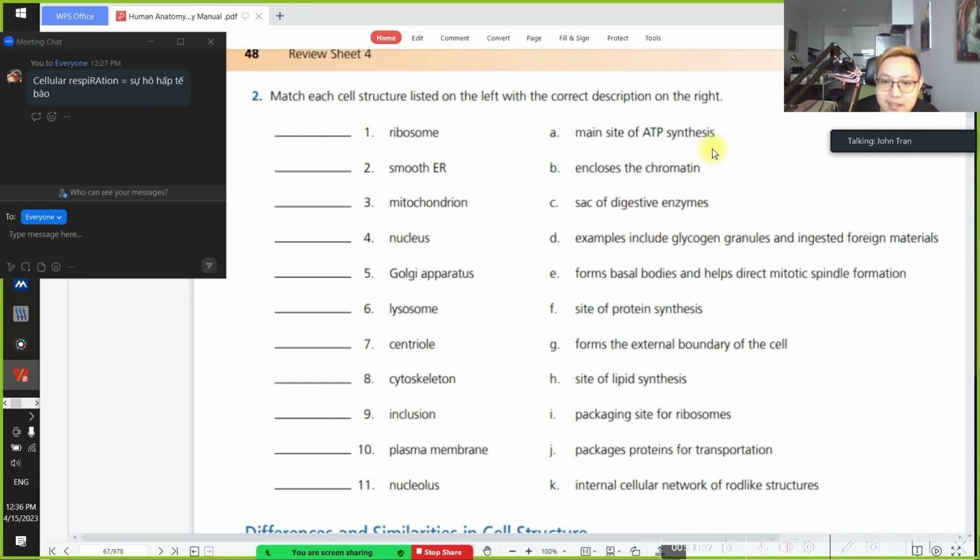Okay, forms the external boundary of the cell. Plasma membrane. Tạo ra cái giới hạn, cái vòng bên ngoài của tế bào. It's a cell membrane, yes. Plasma membrane, actually.